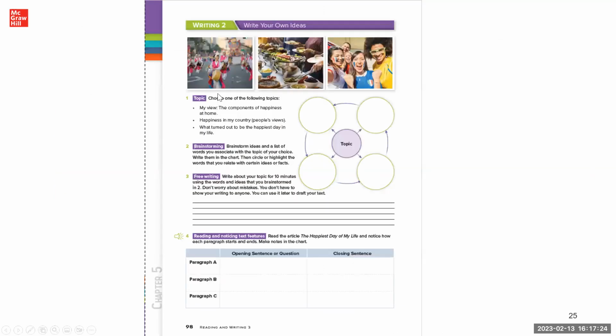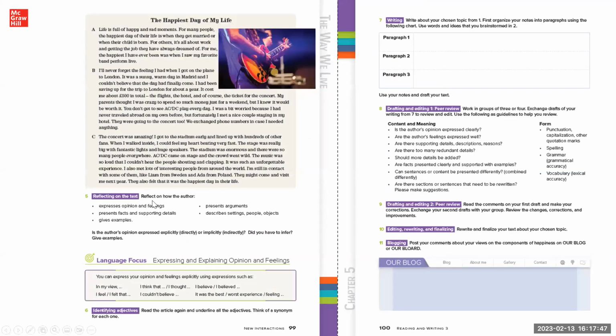So going to another writing lesson, let's look back and we'll see again the same thing: pictures, generating ideas, brainstorming. Free writing is also included here. Reading and noticing text features. So again, using information from reading to feed into writing. Okay, here's the reading. So that's what they're going to reflect on and take some information from there to transpose it into their own writing.